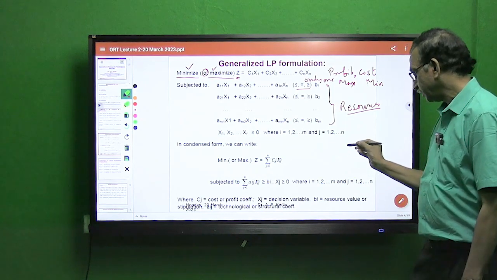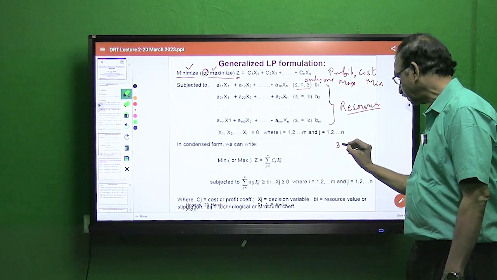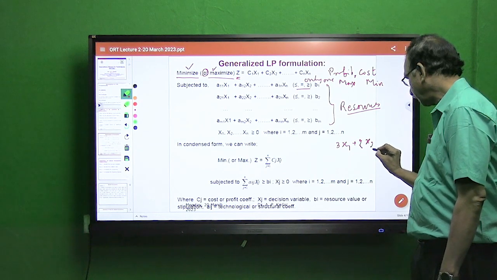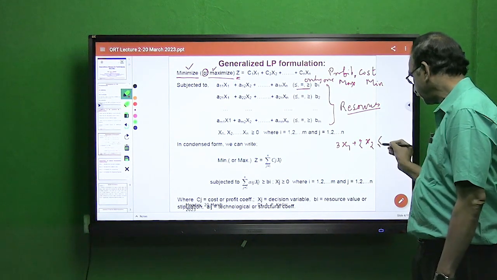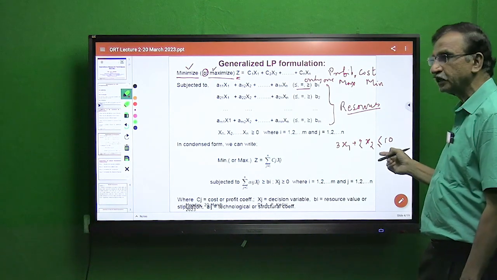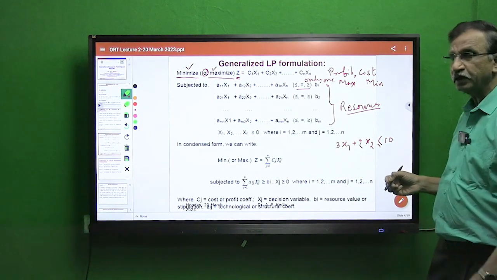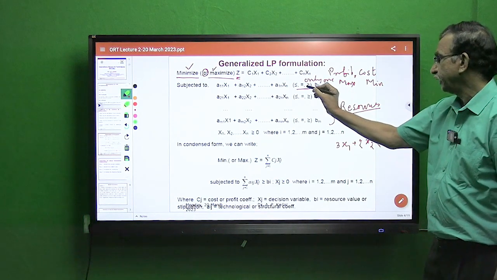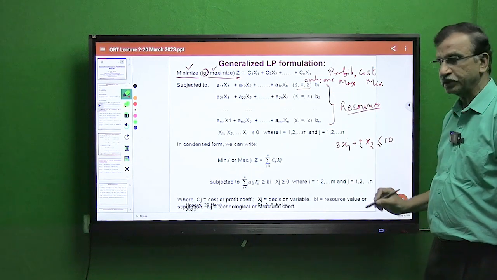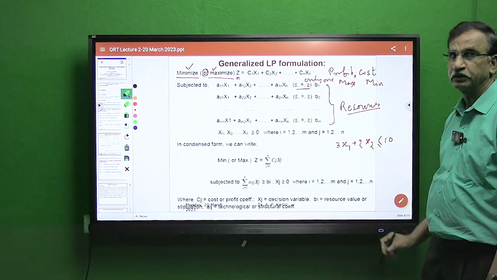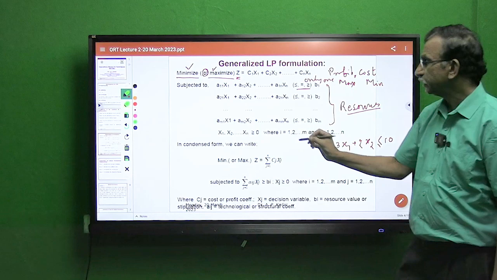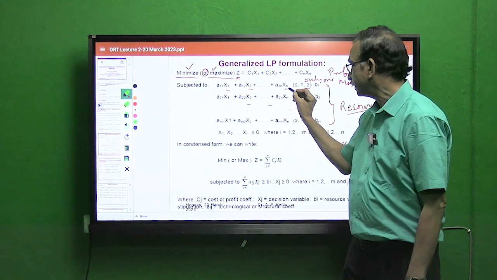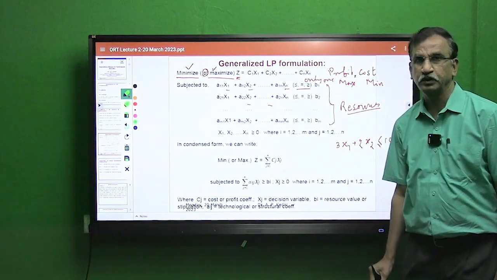For example, if I am writing 3x1 plus 2x2, I can write either less than or equal to 10, or greater than or equal to 10, or equal to 10, depending upon the constraint availability. So at a time there won't be three logical signs, there will be only one sign; you have to keep that in mind. And here x1, x2, xn are the decision variables in the problem.